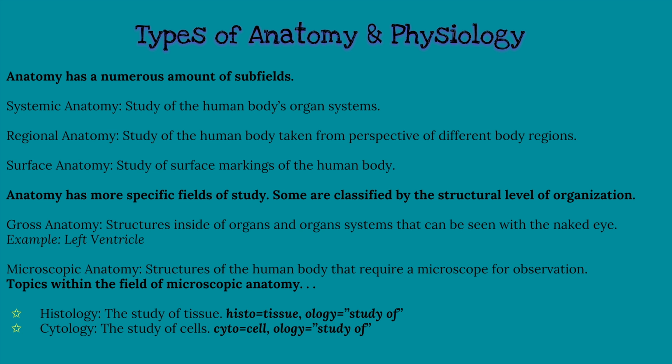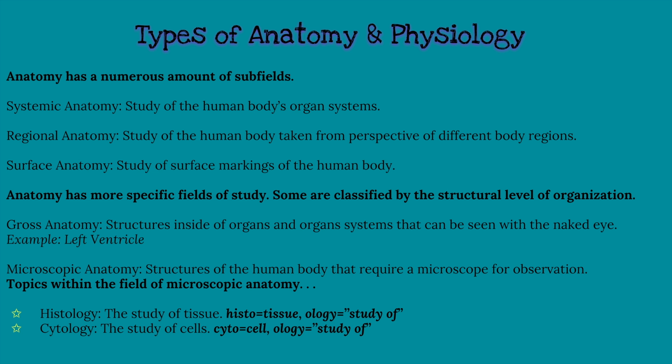There is gross anatomy, which studies the structures inside of organs and organ systems that we can see with our naked eye, structures that we don't need a microscope to observe. An example of that would be the left ventricle of the heart. We can spot out the left ventricle of the heart without using a microscope. And then there is microscopic anatomy, the study of structures of the human body that do require a microscope for observation. And then even microscopic anatomy has its specific fields of study.